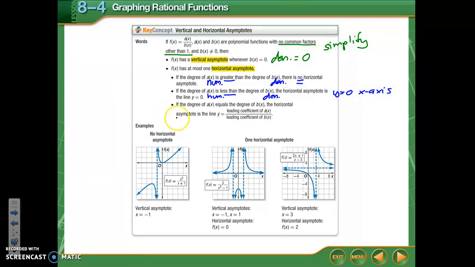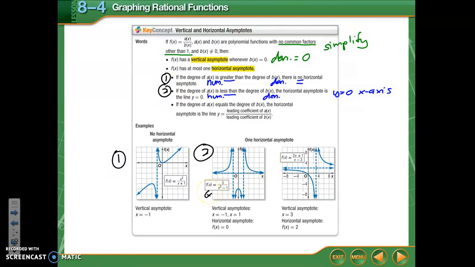So let's look at these pictures down here. X squared over x plus 1 goes with the first case, no horizontal asymptote. There's a vertical asymptote where the denominator is equal to 0, at x equals -1. In the second case here, we have one horizontal asymptote at y equals 0, right? Notice that the degree of the numerator is less than the degree of the denominator. So the x-axis is our horizontal asymptote.